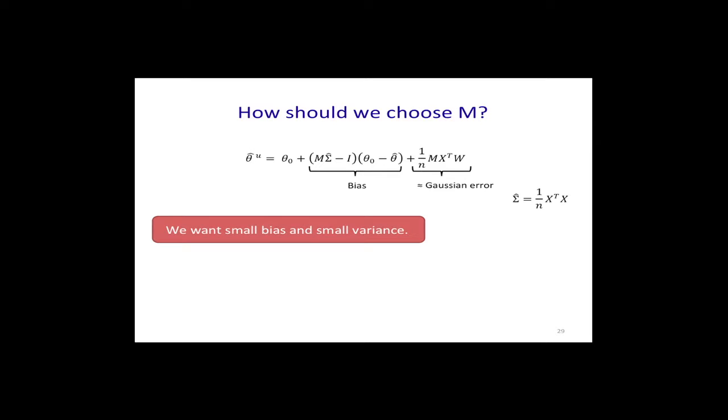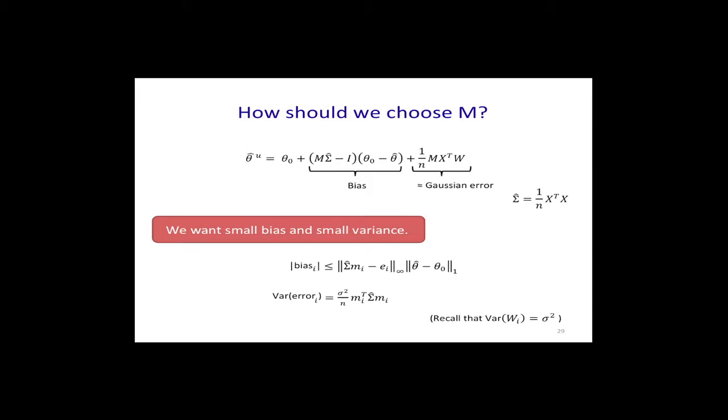Then you won't have any bias here. And what you get, you can check, it's really just the least square. But in the high-dimensional case, sigma hat is not invertible, so you cannot take that approach. And you cannot really make the bias exactly zero.